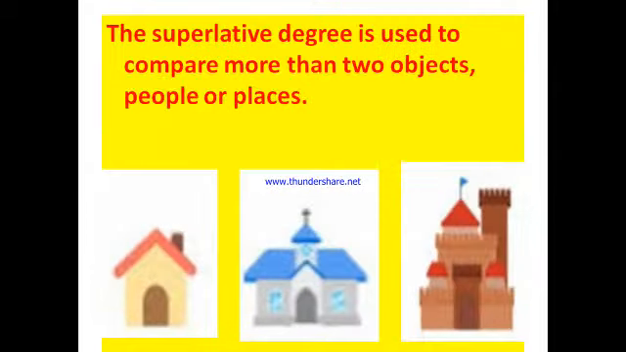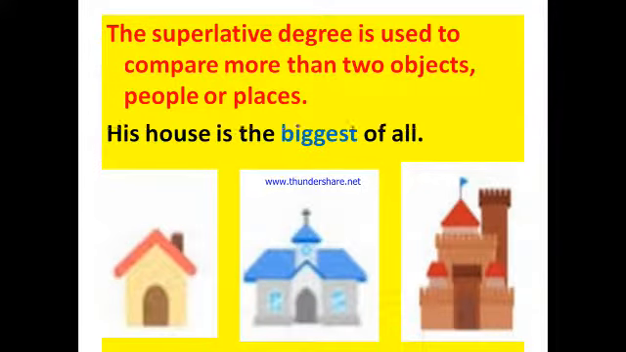The superlative degree is used to compare more than two objects, people, or places. For example, his house is the biggest of all. Here the adjective biggest is in the superlative degree, as his house is being compared to all other houses.